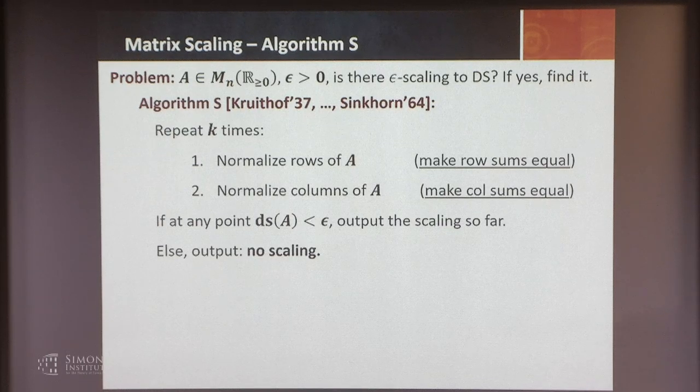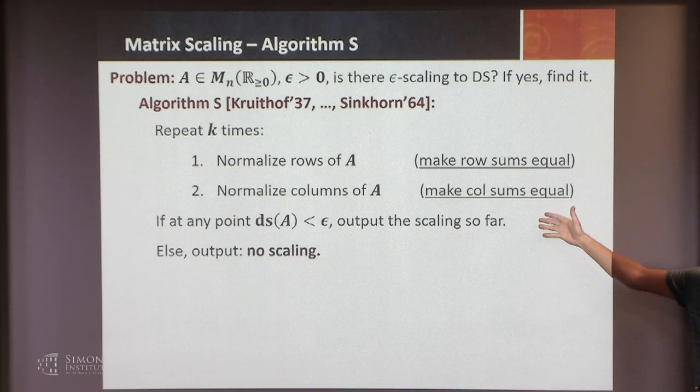So I pick my matrix A. If it's not row stochastic, if my row sums are not 1, simply make the rows sum to 1. But now you messed up the columns. Now what do you do? Let's just fix the columns again. But then you mess up the rows. What do you do? Well, repeat this many times.